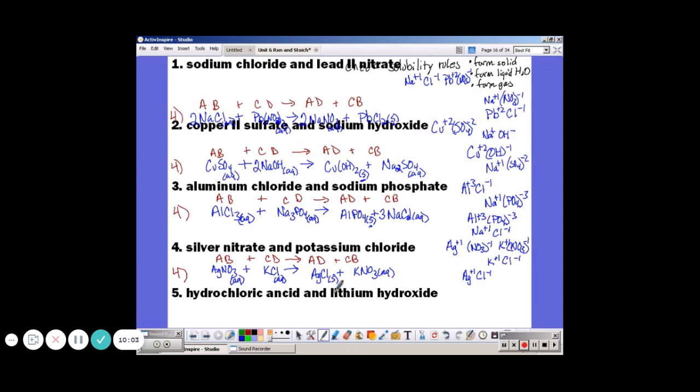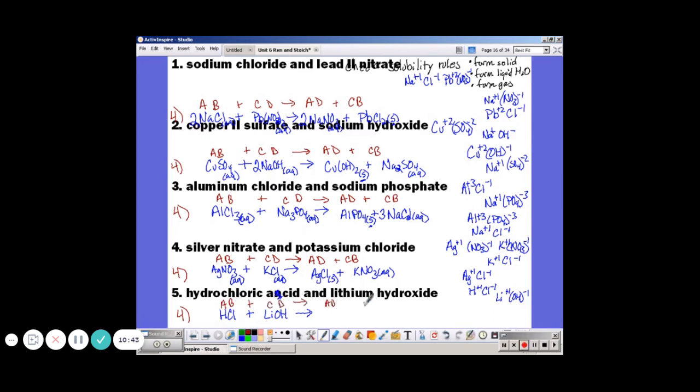Number 5, hydrochloric acid. It's an acid, so it starts with hydrogen. It says hydro, so it's binary, and the other element is just chlorine, so it's HCl. And is plus. Lithium is Li plus 1, and hydroxide is OH minus 1, so that is LiOH. It's a double replacement reaction because I'm given two compounds, an acid and a base. So we follow along. AB plus CD goes to AD plus CB.